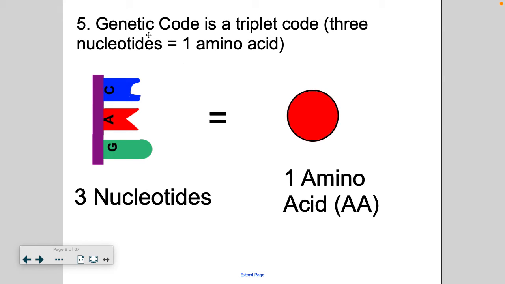So the genetic code is actually a triplet. That means 3 nucleotides. You need 3 letters. It will code for 1 amino acid. So 3 nucleotides codes for 1 amino acid, 1 pearl on a pearl necklace, or 1 bead on our protein necklace.